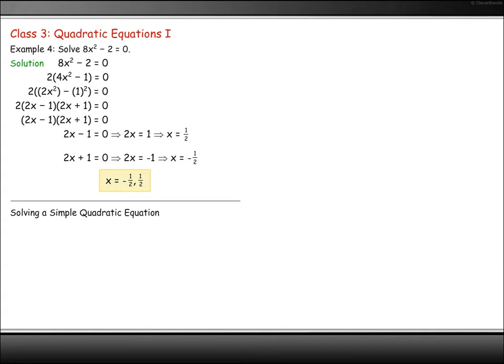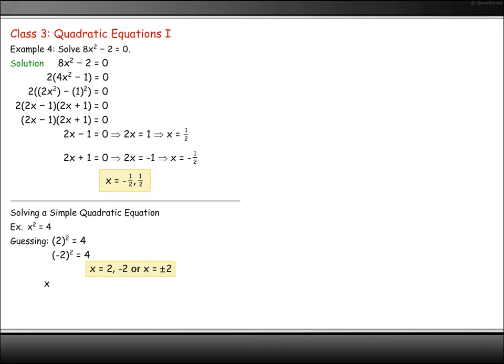Let's solve a simple quadratic equation. For example, you are asked to solve x squared is equal to 4. Start by guessing a solution. What number squared gives you 4? Obviously, 2 squared equals 4. But minus 2 squared also equals 4. Therefore, there is a plus and minus answer. You can say x equals plus 2 or minus 2. Or in one go, x equals plus or minus 2.